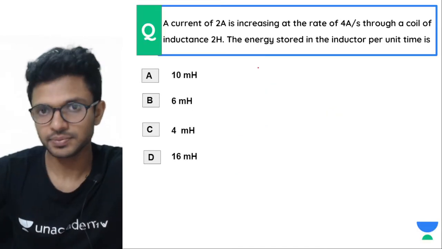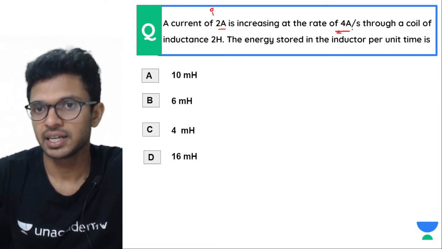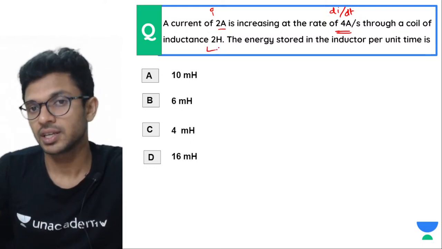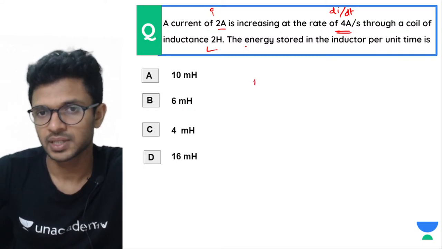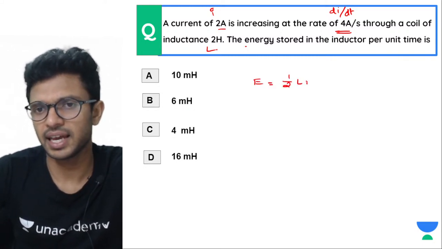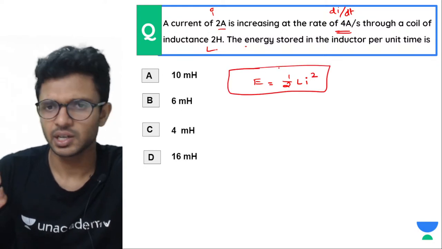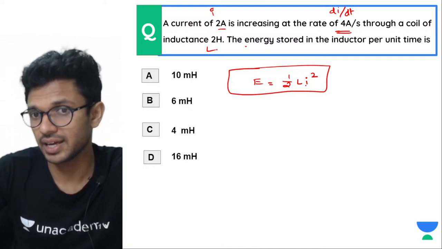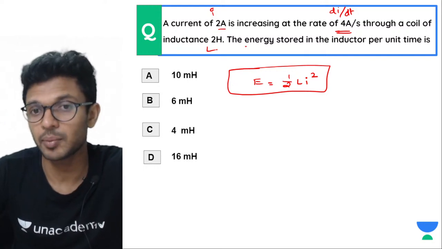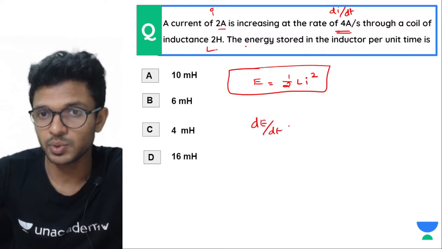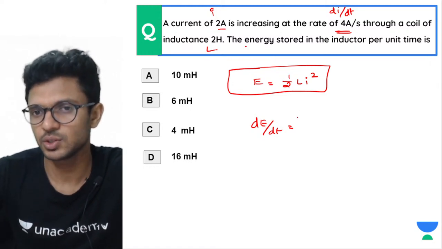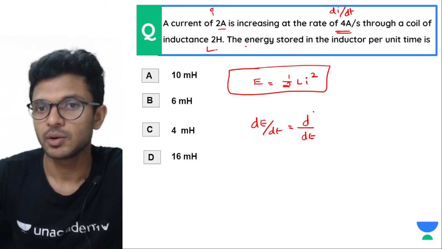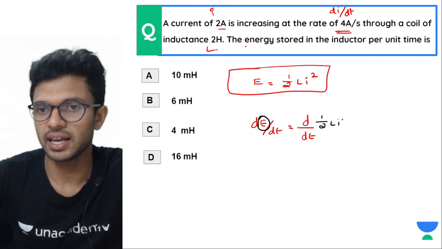So, let's do it. Current is given, right? The rate at which it is changing, di by dt, is also given, right? The inductance value L is also given. What is the question? Energy per unit time. What is the formula of energy? Half L I square. The formula for energy stored inside an inductor, when a current I passes through it, is half L I square. But our question is not to find E. Our question is, what is the rate at which the energy is stored? We have to find d by dt. So this is d by dt of E. What is E? E is half L I square.